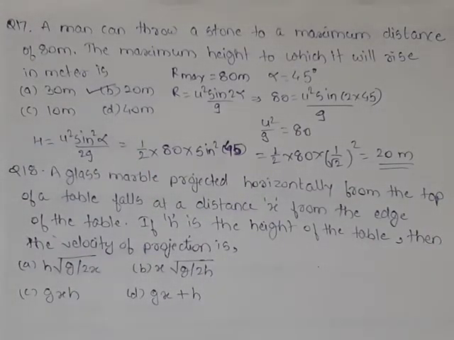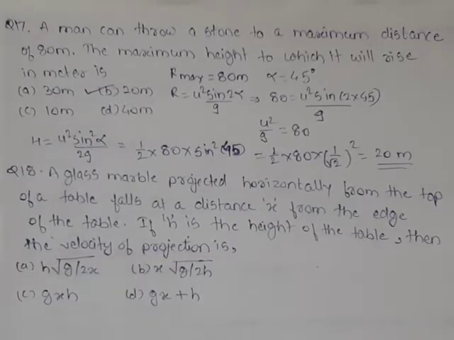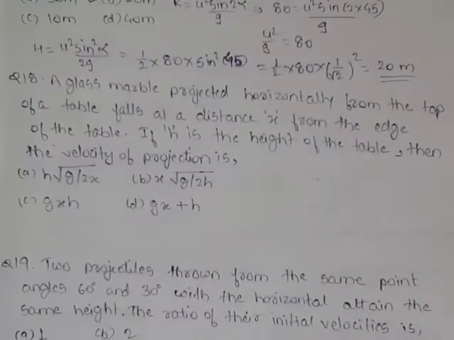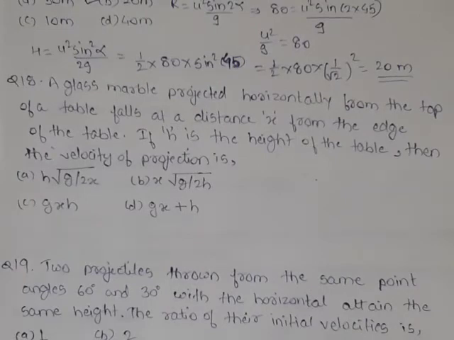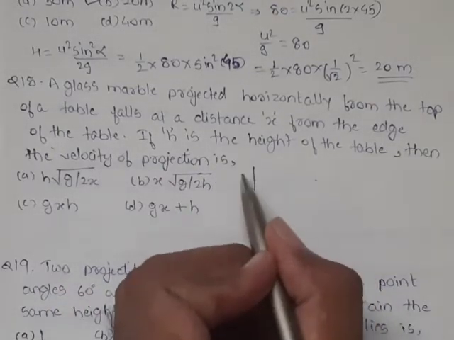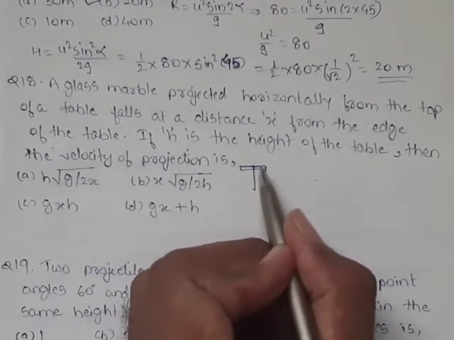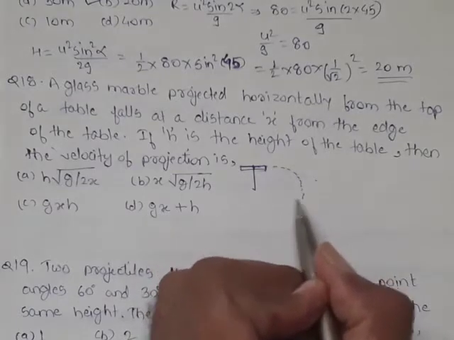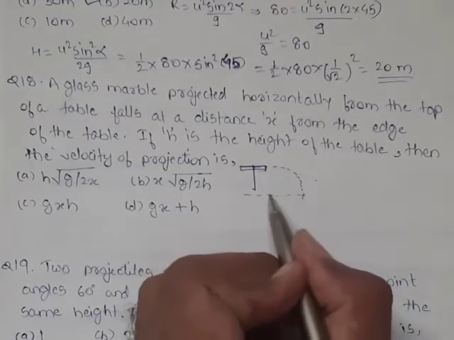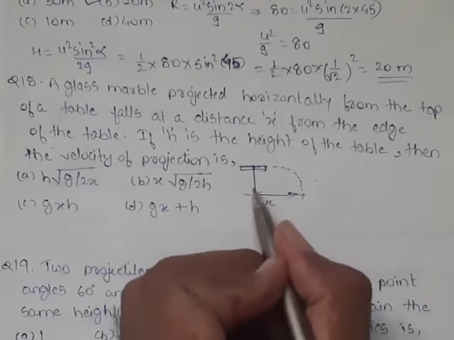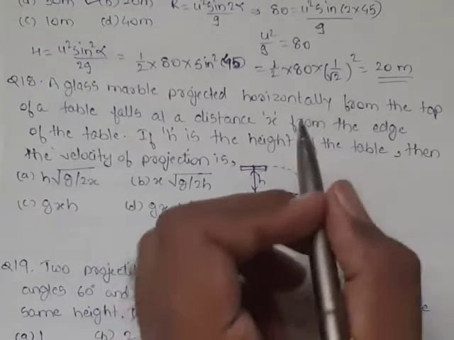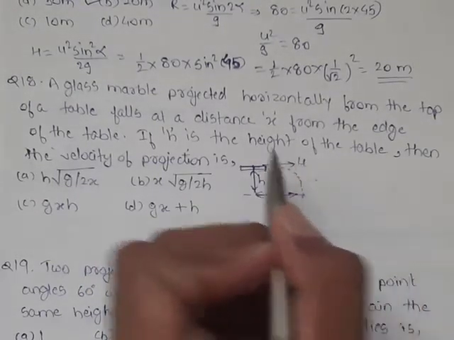Now question 18. A glass marble projected horizontally from the top of a table falls at a distance x from the edge of the table. If h is the height of the table, then the velocity of projection is. So here suppose this is a table. From here it is projected and it will fall on the ground. So this distance is x. This height of drop is h. Initially it was projected horizontally.